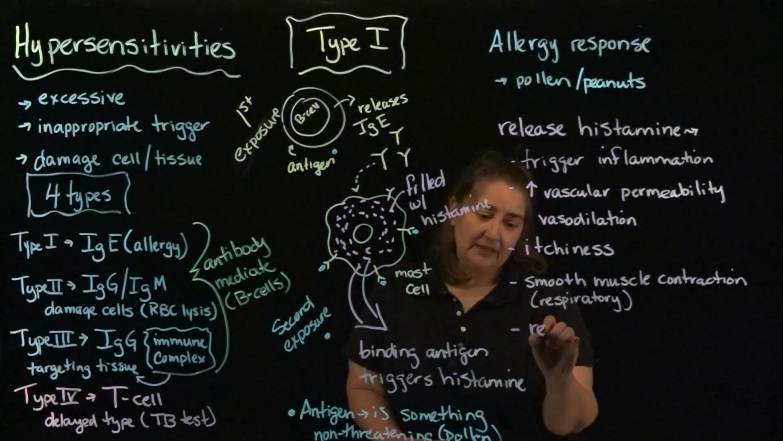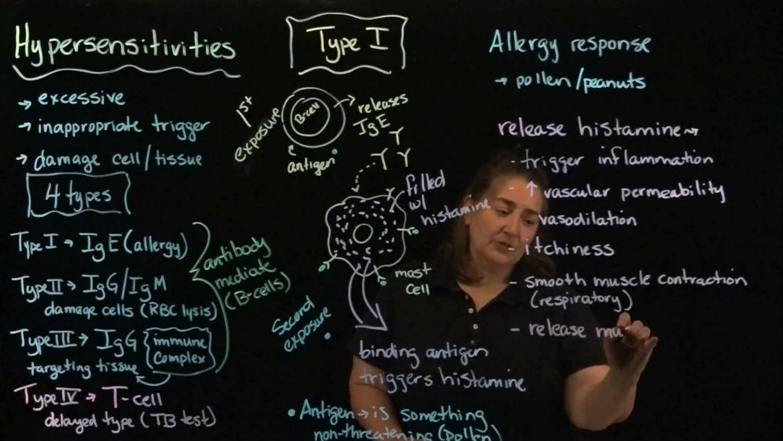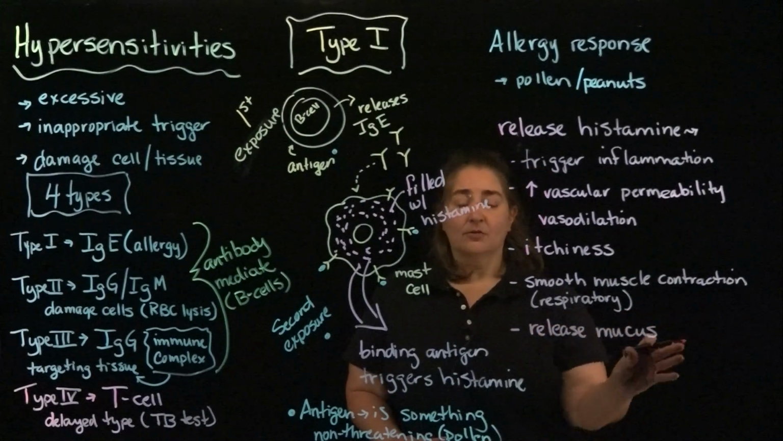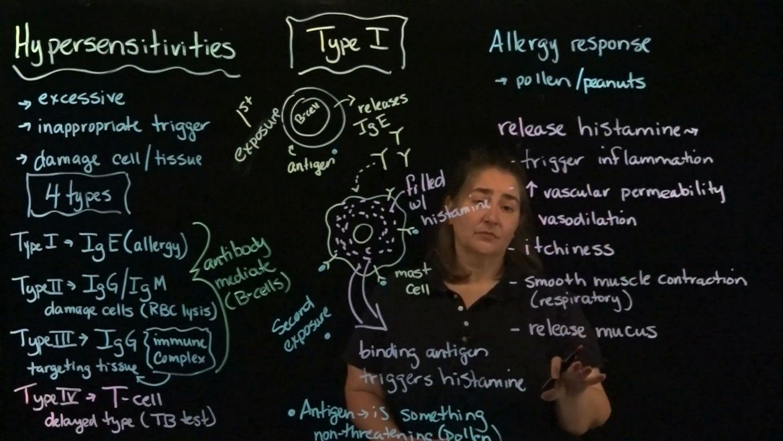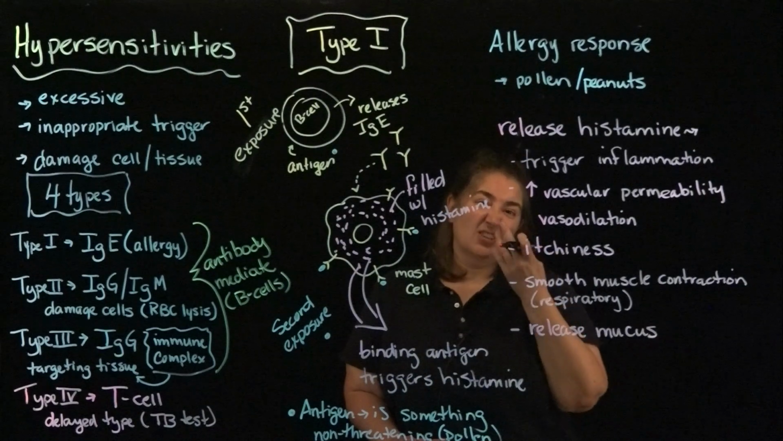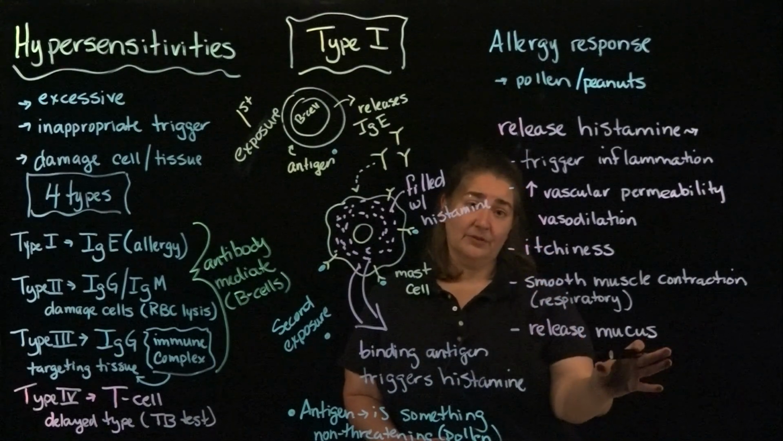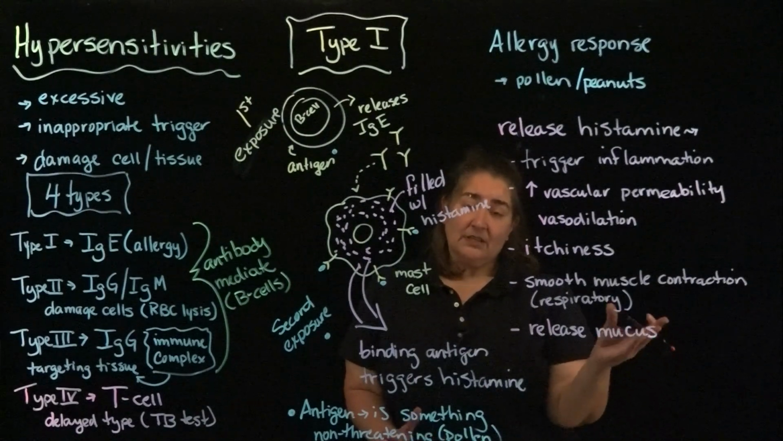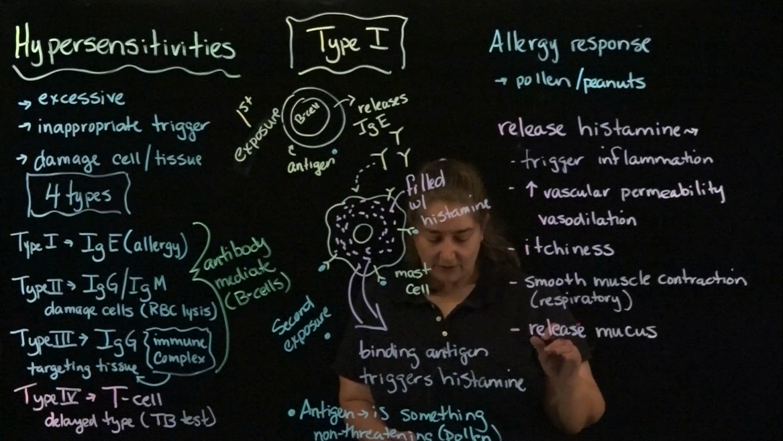You also get an increase in the release of mucus. So that tends to go along more with the pollen, right? You go outside, you've got some kind of congestion going on, but you don't really feel sick per se. That's part of your immune system essentially overreacting, okay?